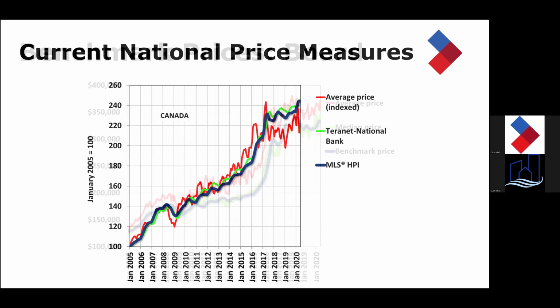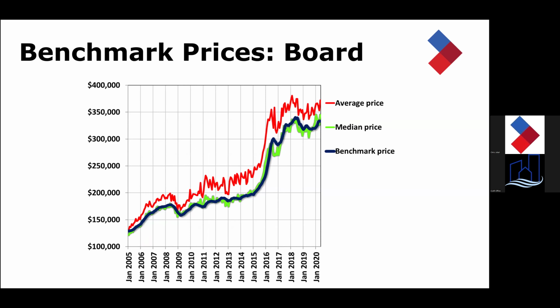Now, if we just look at benchmark prices, we're going to start with price trends for the board, then drill down to a major area, and then keep drilling down to the neighborhood level. You can see how the average and the median price follow the same general trend as the benchmark price, but of course with more volatility. If you look at the average price on a month-to-month basis, it becomes difficult to distinguish any useful information on turning points because of that constant up and down movement.